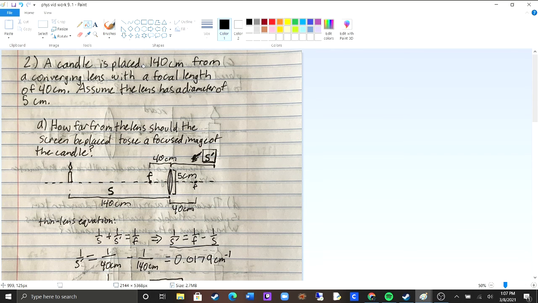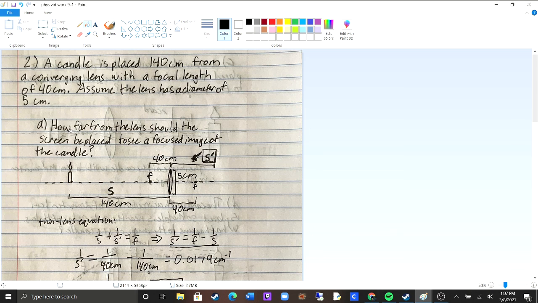So this problem is going to be number 2, which deals with the thin lens equation and determining where images are relative to where an object is placed and the focal length of the lens. So question 2 goes like this. There's a candle placed 140 centimeters from a converging lens with a focal length of 40 centimeters. And we're assuming that the lens has a diameter of 5 centimeters.